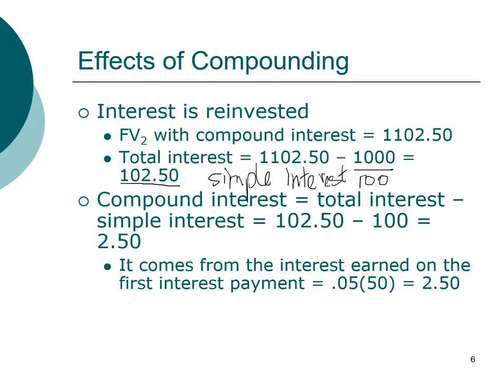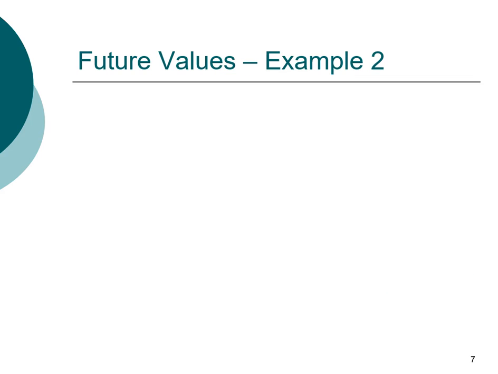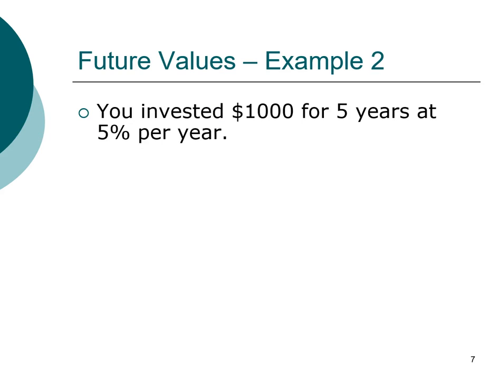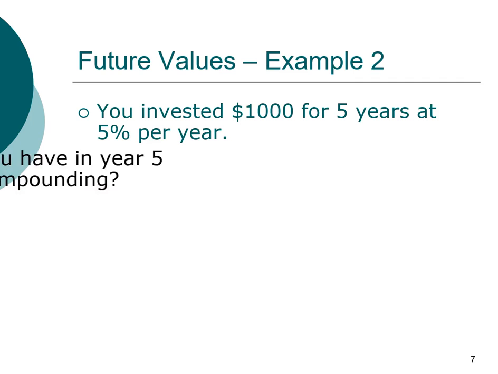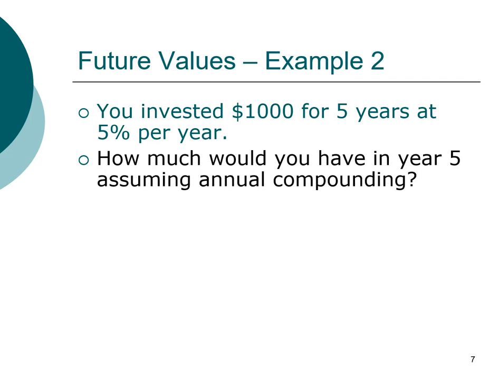Now let's take a look at another example of future value. Let's say you invest $1,000 for 5 years at 5% per year. The question is, how much would you have at the end of year 5, assuming you earn annual compounding? So we know we are looking for how much we will have in the future, so we are computing future value. I would suggest that you pause the video at this point and try to work out the answer, and you can check the solution with me in just 1 minute. So go ahead and pause your video.